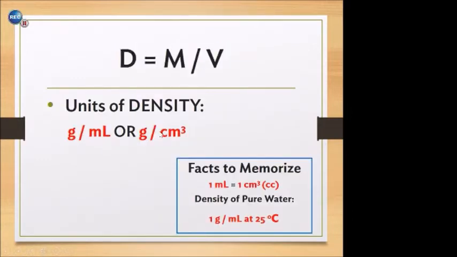All right, our units of density are going to be either grams over milliliters or grams over centimeter cubed. A milliliter is a centimeter cubed is a cc. Those are all the same things. The density of pure water at 25 degrees Celsius is going to be 1 gram per milliliter. I don't expect that I'll have to give that to you. This should be a fact that you memorize.